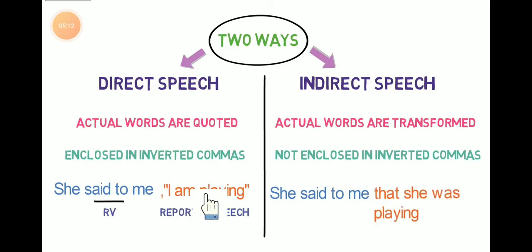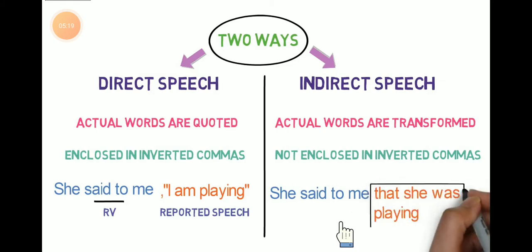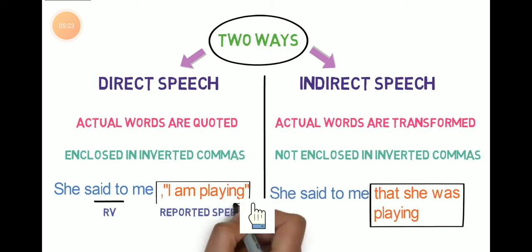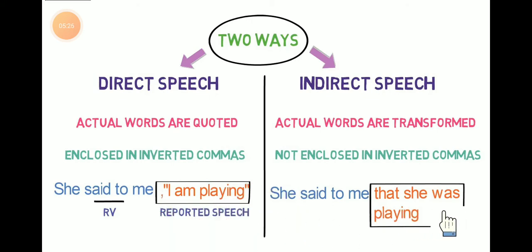Direct speech sentence. And here she said to me that she was playing. When it is converted into indirect speech, it is written in this form. She said to me that she was playing. Here "that" is used to remove the inverted comma.